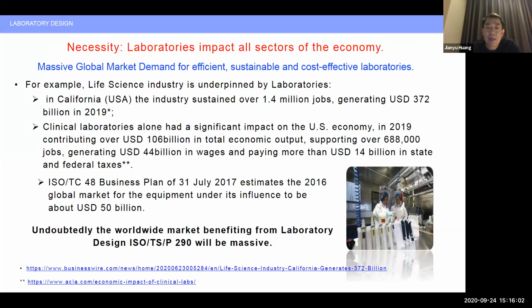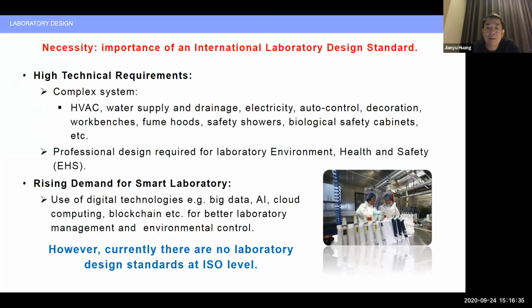Laboratory design standards are important for us. There is a massive global market and demand for efficient, sustainable, and cost-effective laboratories. Here are a few examples. Undoubtedly, the worldwide market benefiting from laboratory design, ISO TSP 290, will be massive. Laboratories are a complex system involving, Catherine, thank you.